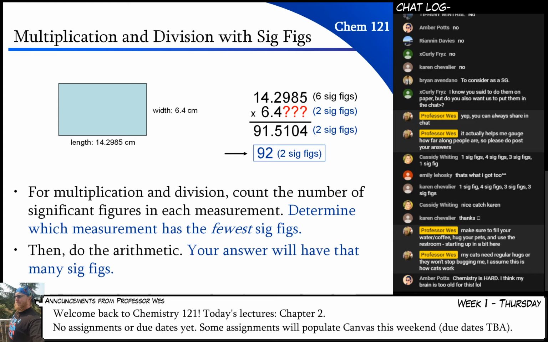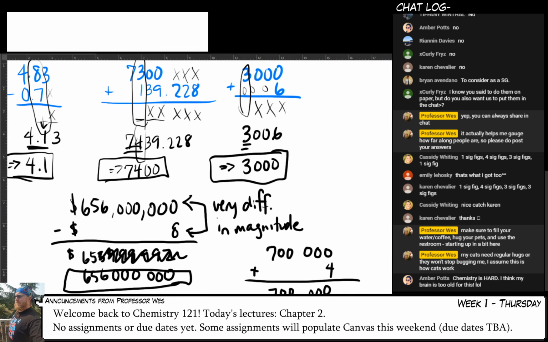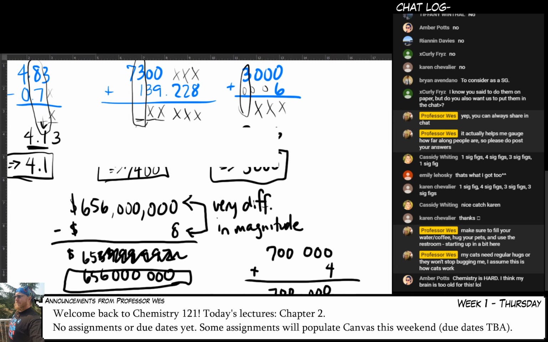Anyway, that's the gist of multiplication and division. Let's do some more examples. We've got to go back over here to do that. I've got a little bit of setup to do.